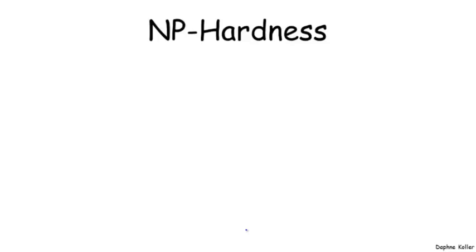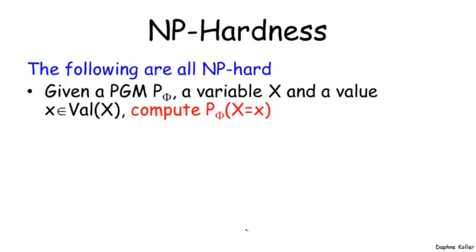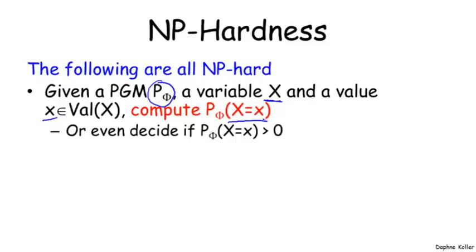Well, first, the basic problem of exact inference in a PGM is NP-hard. So given a PGM P of Phi defined by a set of factors Phi and a particular target variable X and a value little x, computing the probability of the event X equals little x is NP-hard. In fact, even a simpler special case of this problem, one where we just want to figure out whether this probability is even positive, that too is NP-hard.